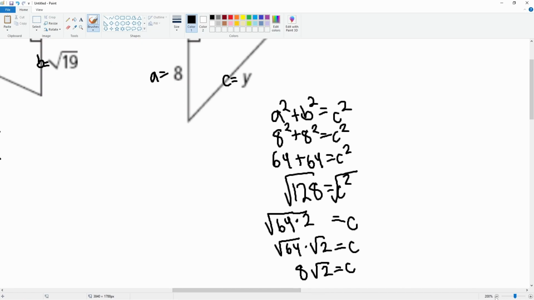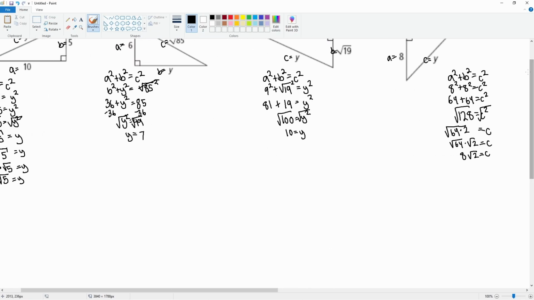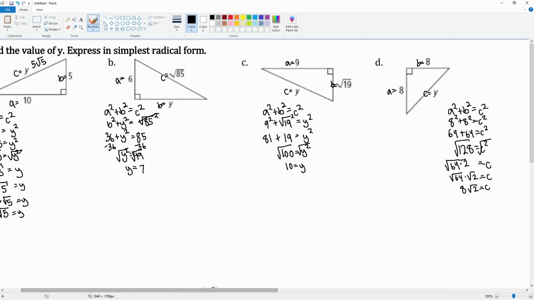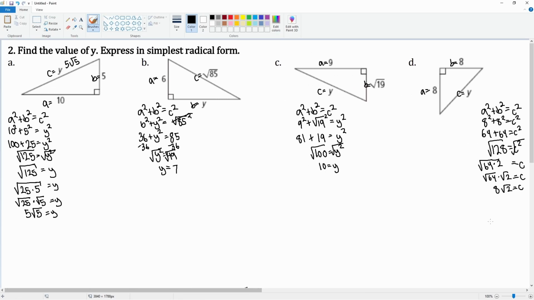So there you go. That is how you solve for a missing side of a right triangle using the Pythagorean theorem and making sure that you simplify the radical to simplest form.